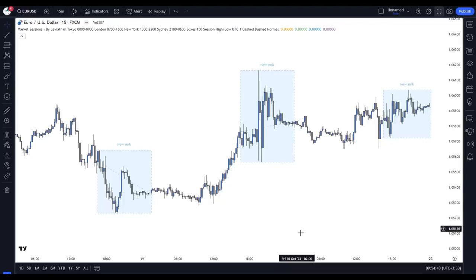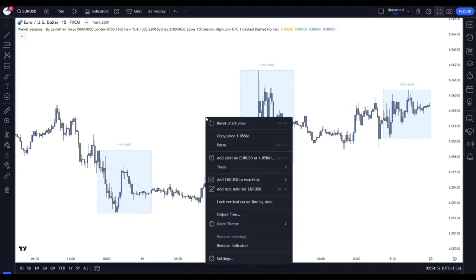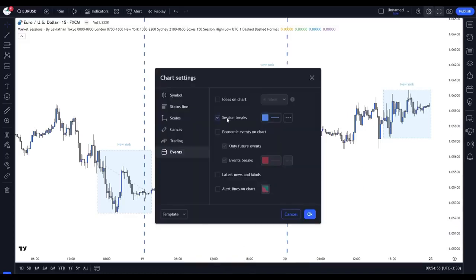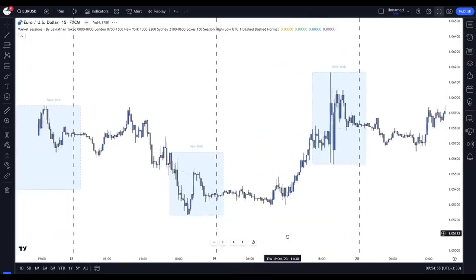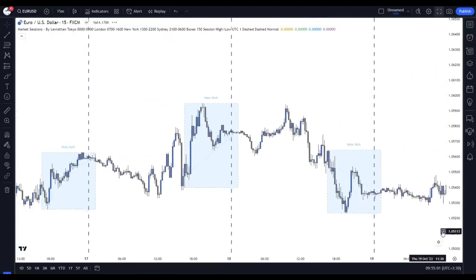We also need to enable our period separator on the TradingView platform. So right-click on the chart and click on the settings. From the Events tab, select the session breaks. Then, the vertical lines dividing each day will pop up on the chart.